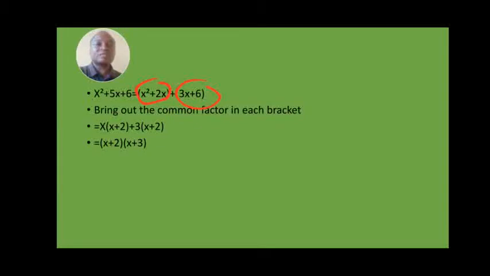The first bracket must be the same as the second bracket. Now that you have done that, you pick one of them in the bracket, as you can see, then bring the x and the plus 3 together, and that gives you x plus 2 and x plus 3 as our answer. You can see that we have factorized the expression very well.